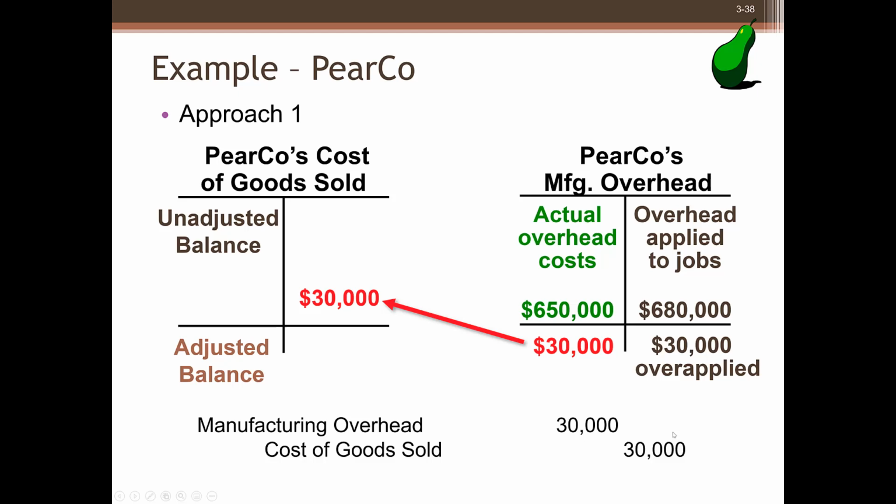That's approach 1. If there's any over-applied or under-applied overhead, we close the balance to cost of goods sold. And this is over-applied, so we debit MO and credit cost of goods sold. If that's under-applied overhead, we will do the opposite journal entry.